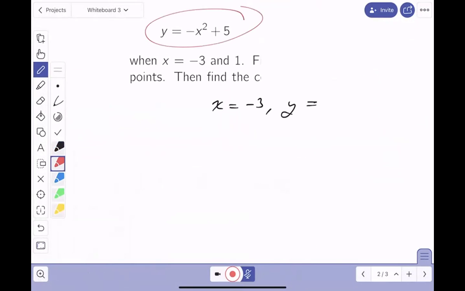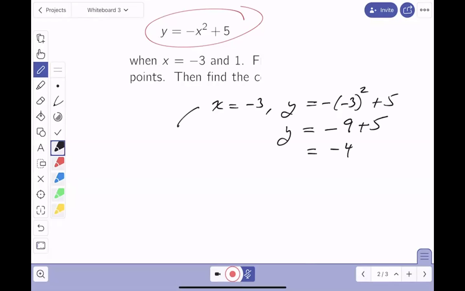It's this thing over here. Well, I've got to plug that in. What do I get? Minus, parenthesize the variable, and we'll plug it in. What's X? It's minus 3. What do you get there? Y equals minus, what's minus 3 squared? 9. And what's minus 9 plus 5? Minus 4. So I have my first ordered pair. What is it? Minus 3, comma, minus 4.